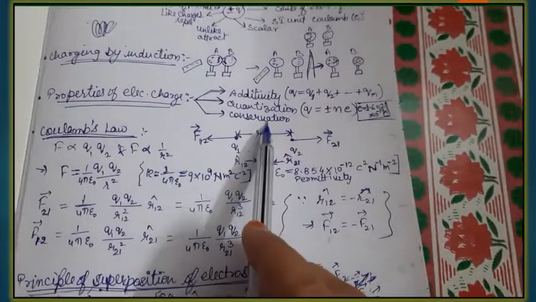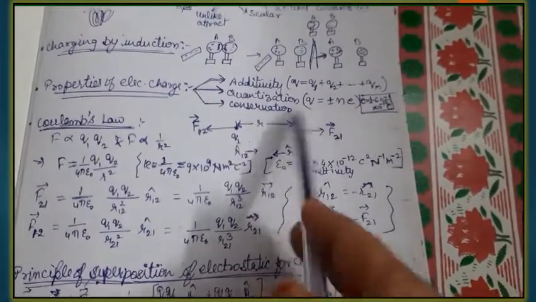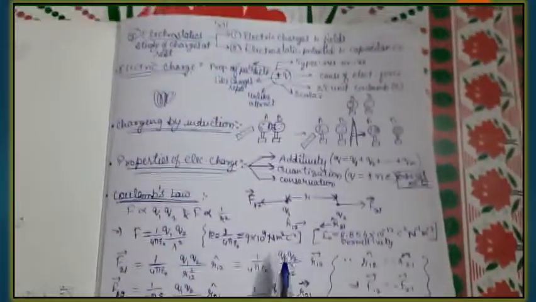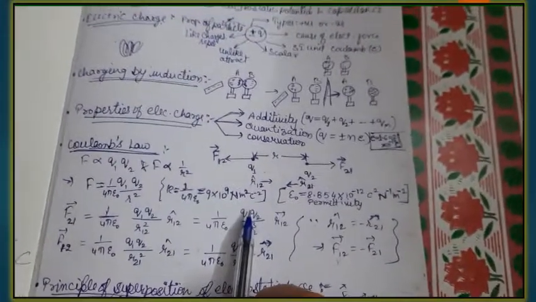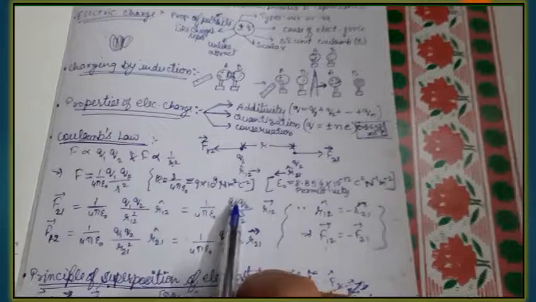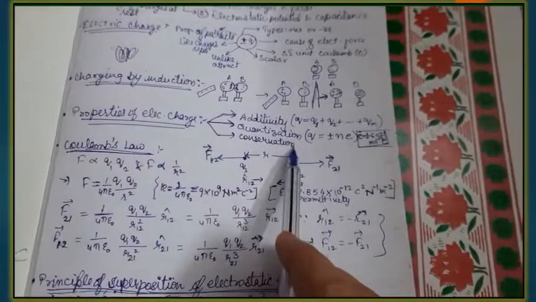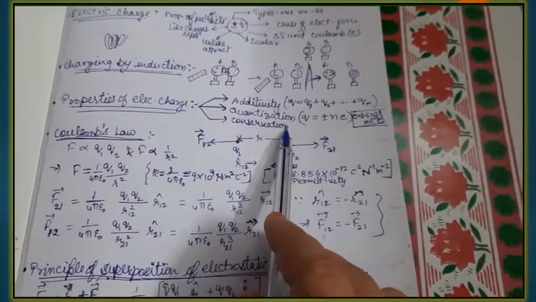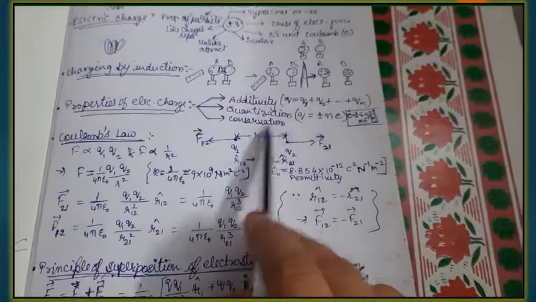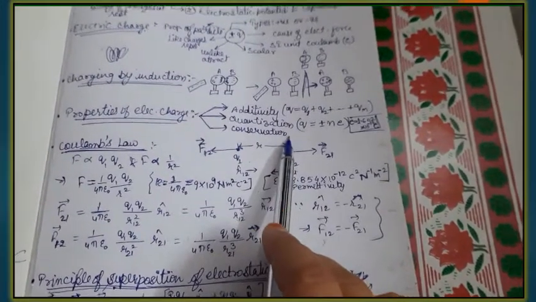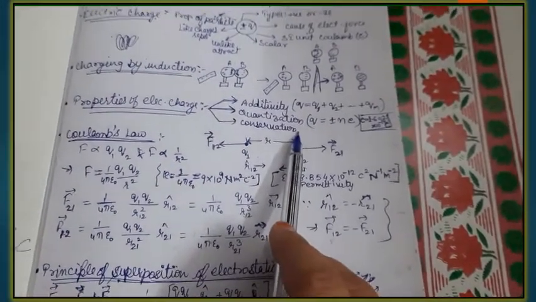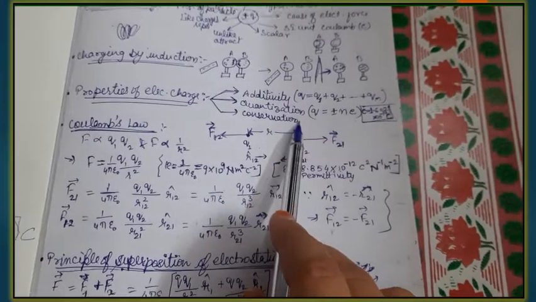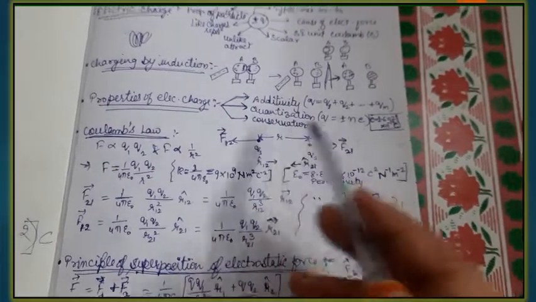The third property is conservation of charge. Just like we have studied the concept of conservation of mass, conservation of energy, in the same way total charge in a system is always conserved. So it also follows the conservation property. So these are a few important properties of electric charge.